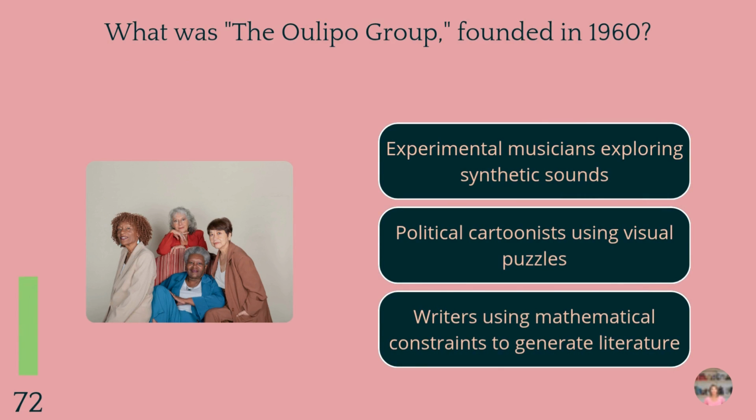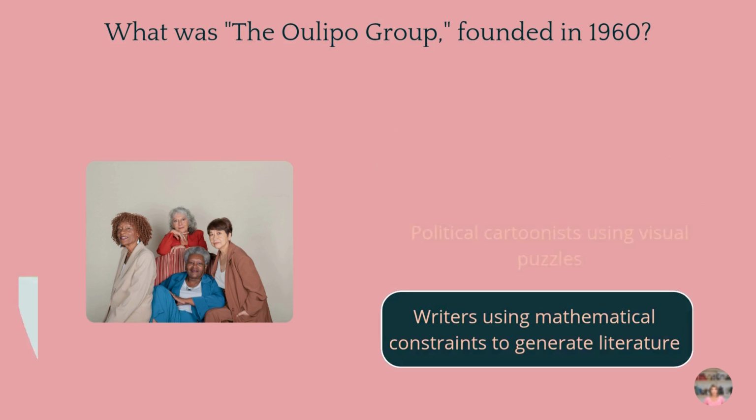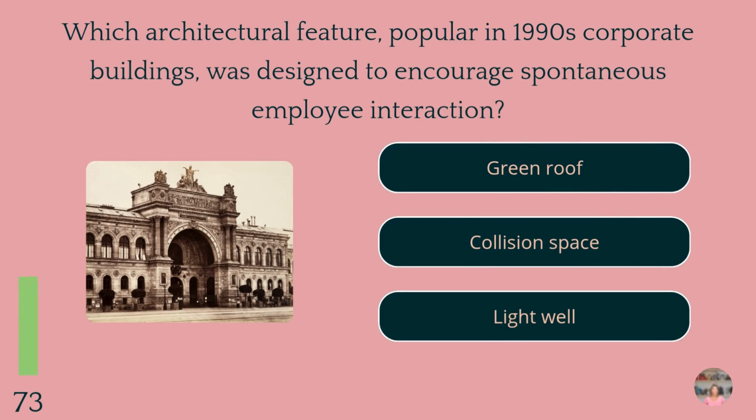What was the Oulipo Group, founded in 1960? Experimental musicians exploring synthetic sounds, political cartoonists using visual puzzles, or writers using mathematical constraints to generate literature? Writers using mathematical constraints.